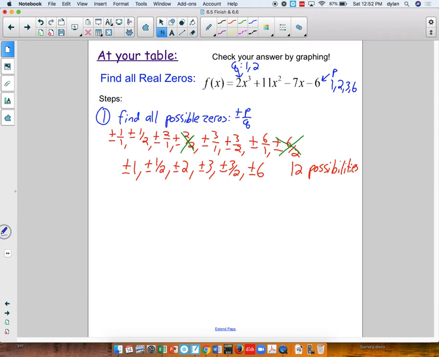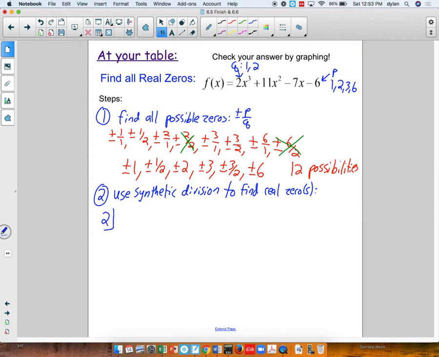Now, step 2 is we're going to use synthetic division to find real zeros. And we may just find one or several using synthetic division. And the basic idea here is we're just going to guess from our possibilities. And you can kind of start wherever you would like to start. So for example, maybe I think, hey, you know what? I think 2 is going to be a 0 for this. So I would try it with 2.